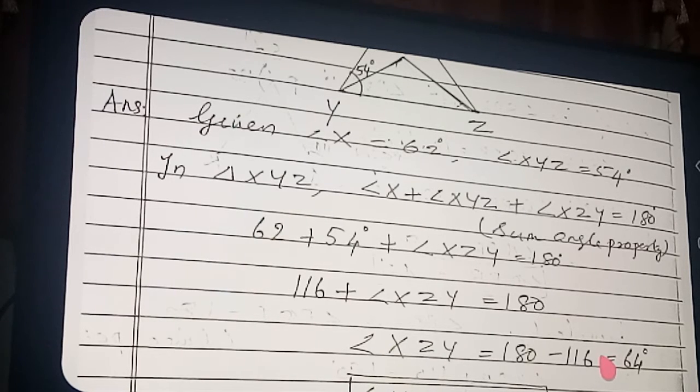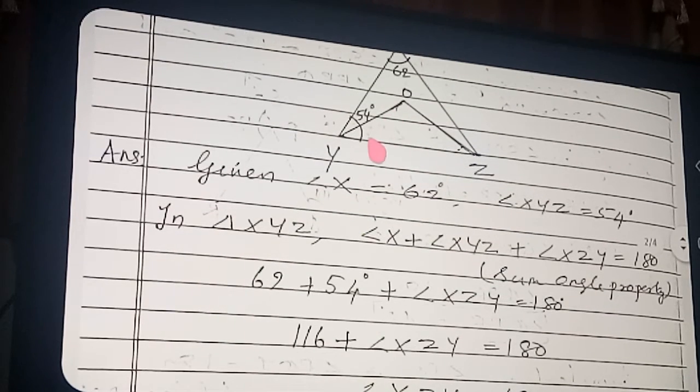Okay, got clear? Angle XZY, how much did you get? 64 degrees. Now what is your method? See the question. You want to find out this angle and you want to find out this angle, then you will get this angle. Okay, so one by one we can find out. So how can we find out? You see here, what is given in the question?